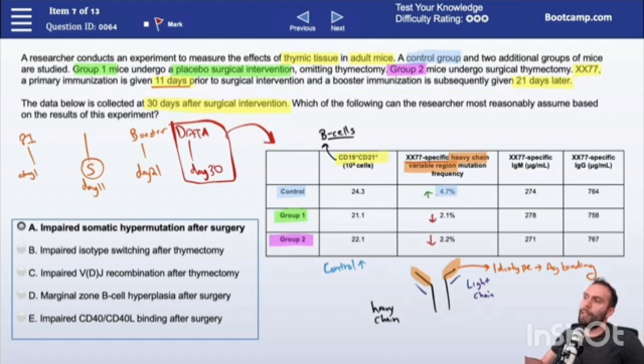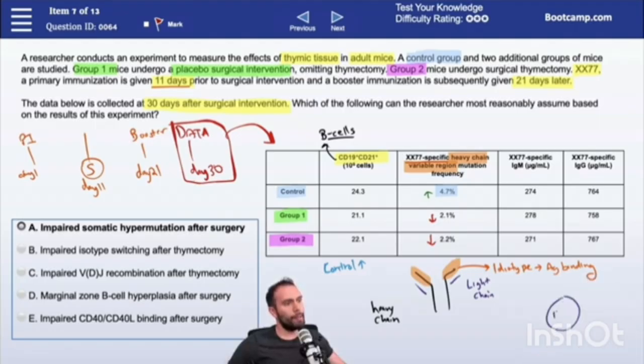Well, it's kind of telling us that, look, this variable region, right, when we talk about things like somatic hypermutation or affinity maturation, remember what this basically is, right? If I give somebody a vaccine, or somebody's infected with a pathogen potentially, initially, my B cell, let's just write in CD19 positive, CD21 positive, right? Because that's one way to kind of make this stick. So this is our B cell.